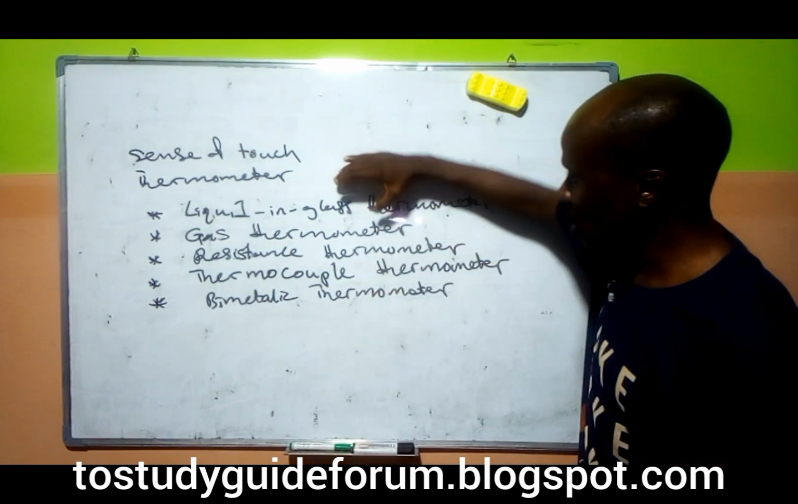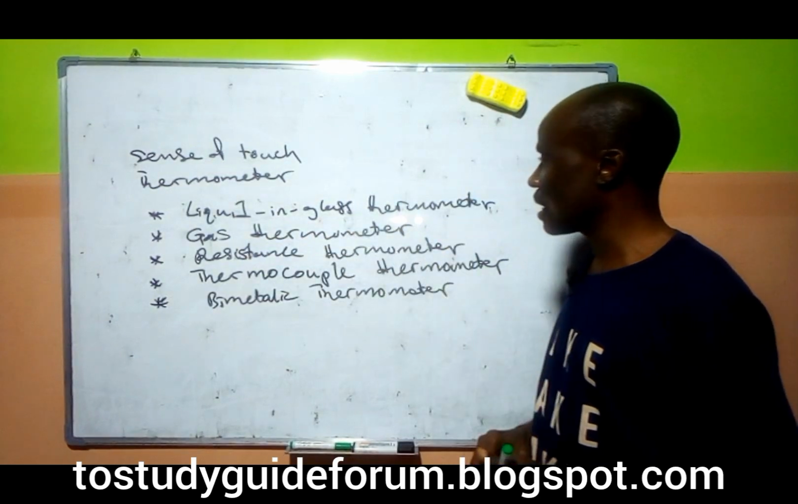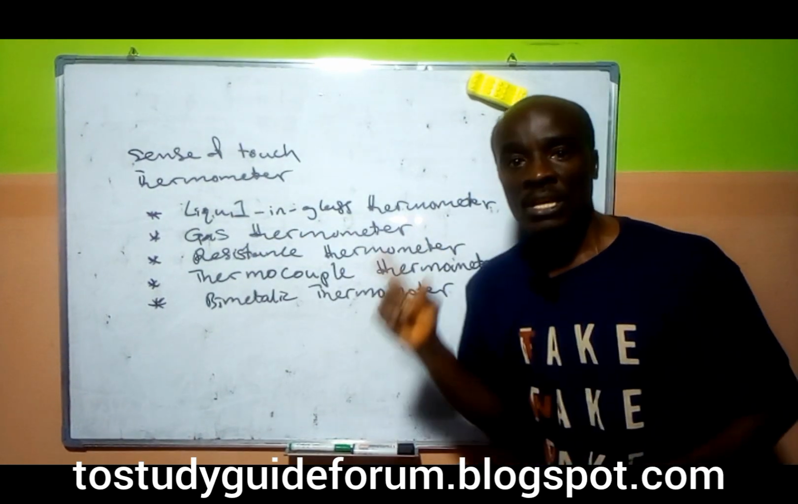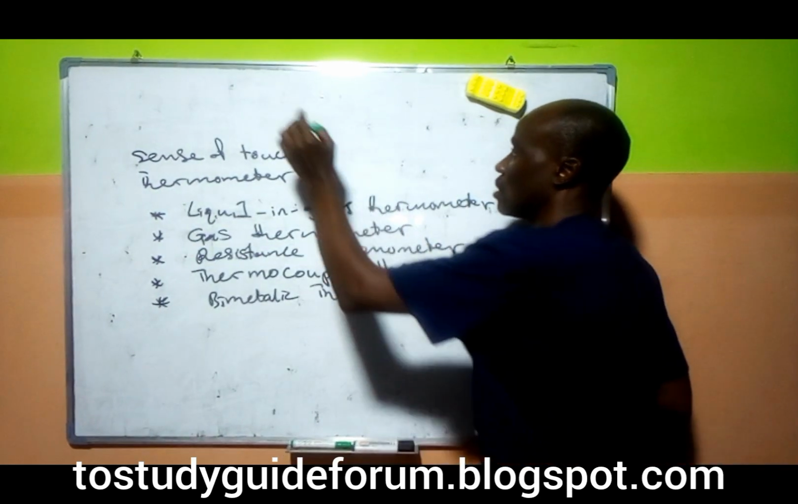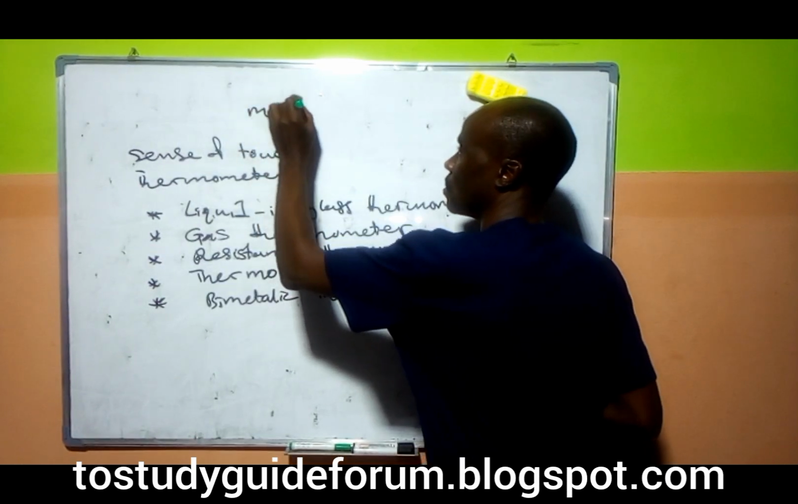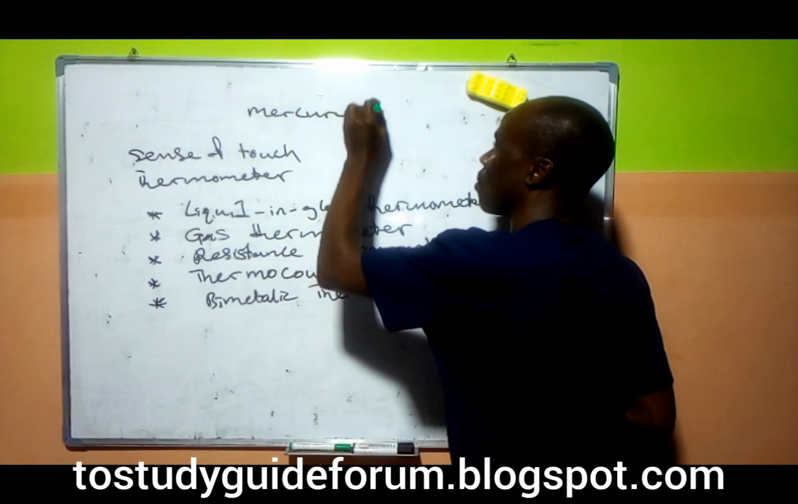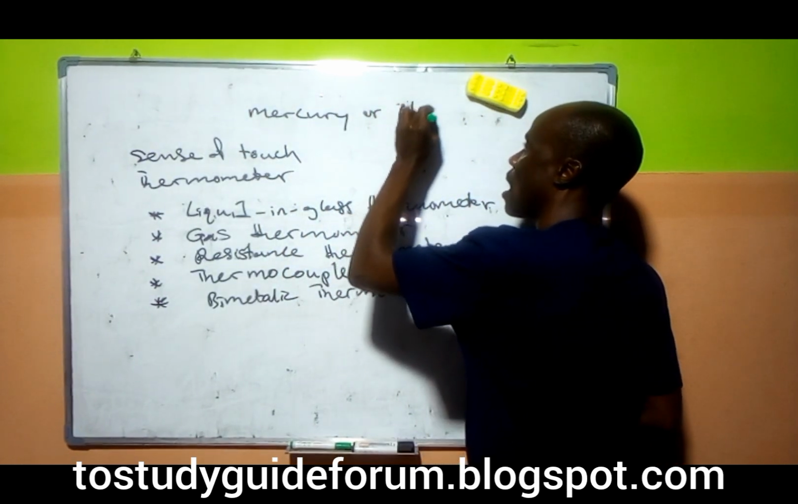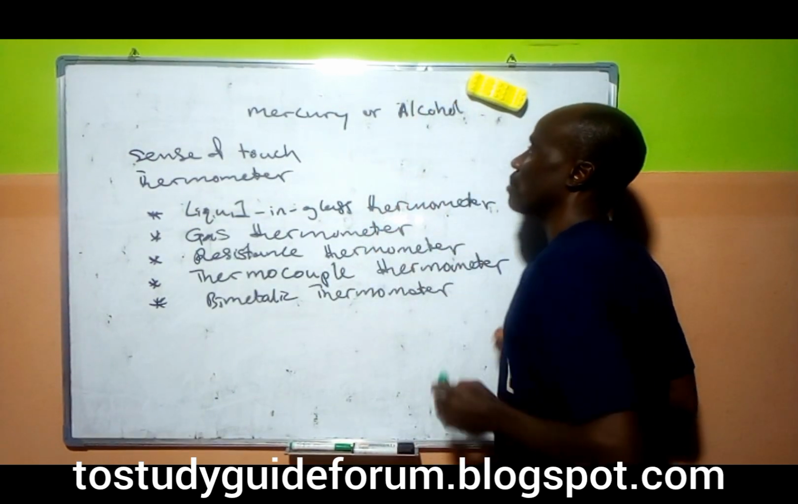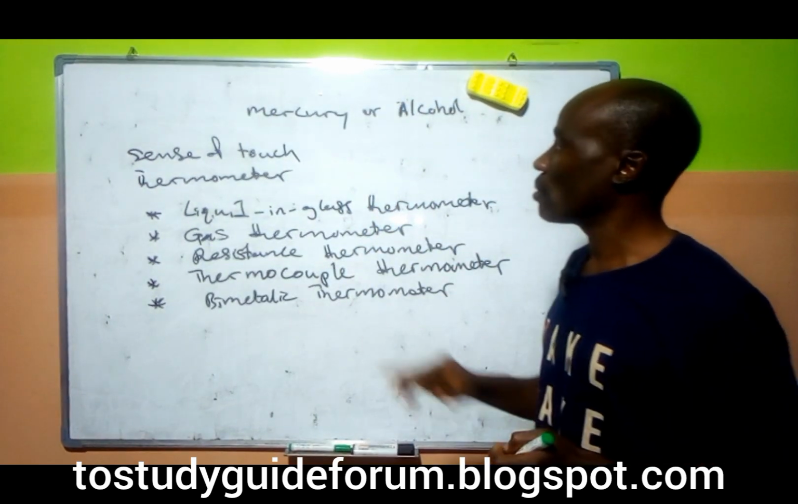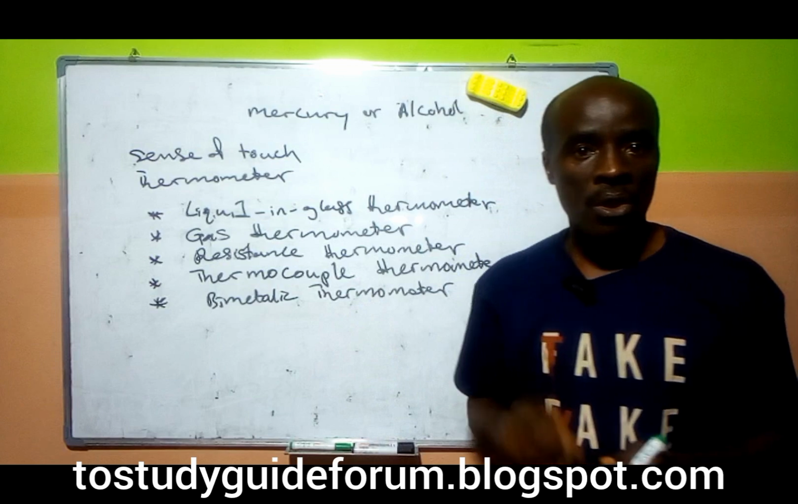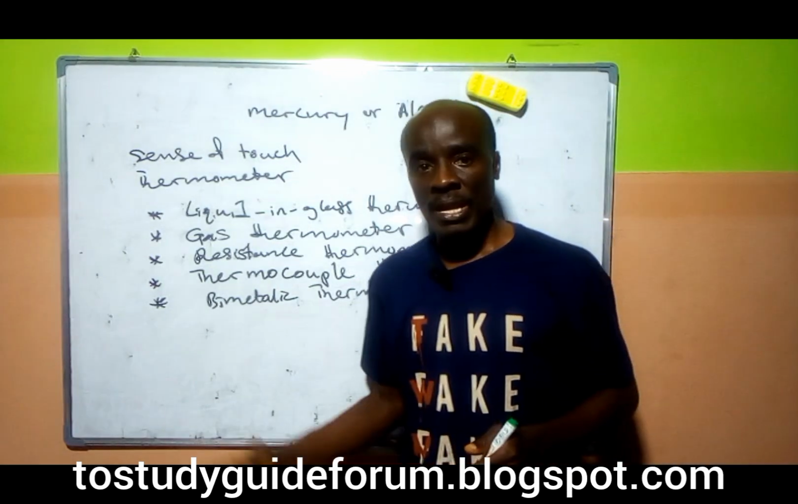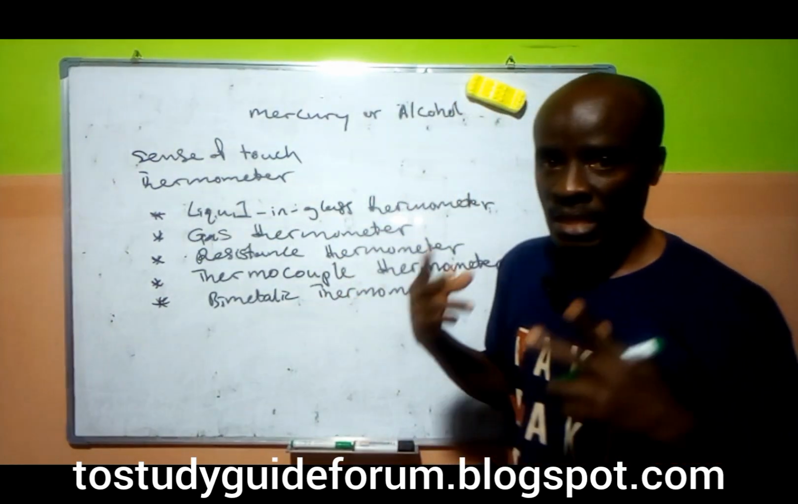For example, when we talk about the liquid in glass thermometer, the major thermometric substance they have there is mercury or alcohol. I said mercury or alcohol. You need to pay attention to this.